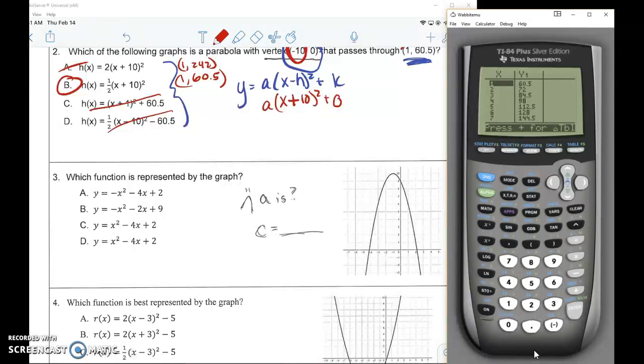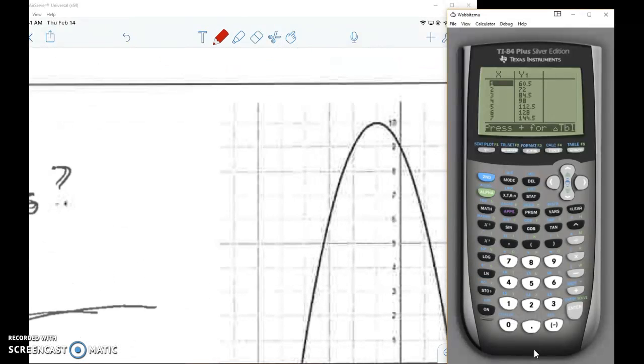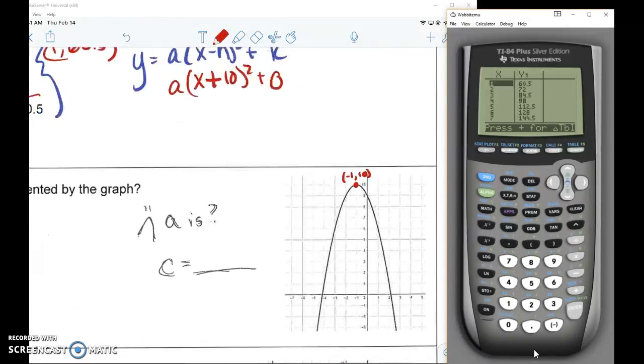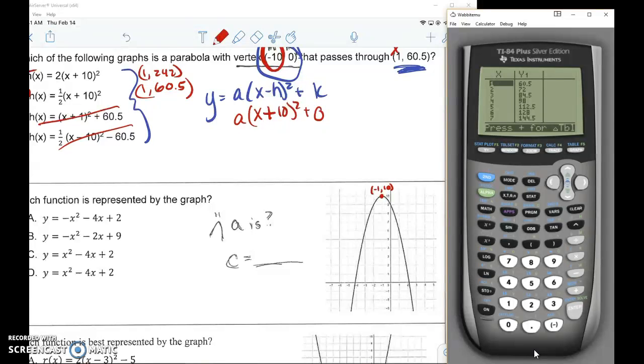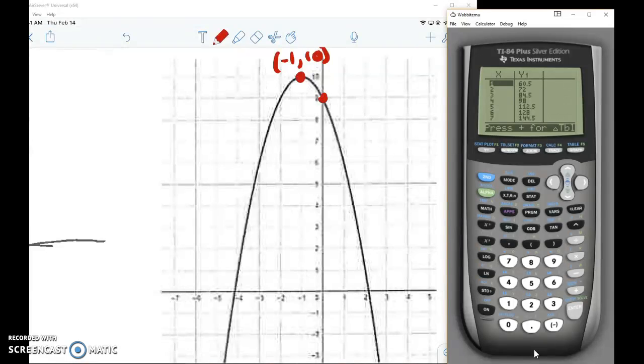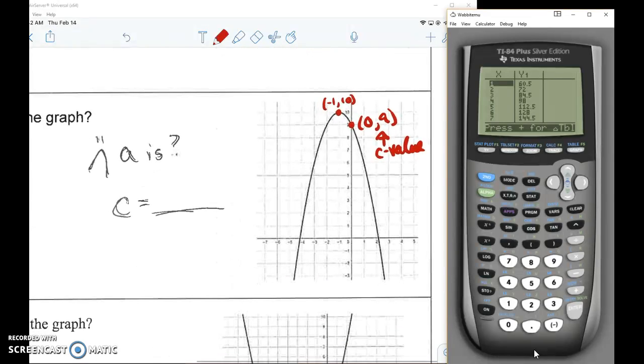Number 3, which function is represented by the graph? Okay, I need to make sure that one of these matches the graph that I have. So I'm going to label a few points. I can see here, barely, that my vertex is the point negative 1, 10. And I can see that my y-intercept is the point 0, 9. Remember, the y-intercept should be our c value in standard form. My x-intercepts don't look like exact points.